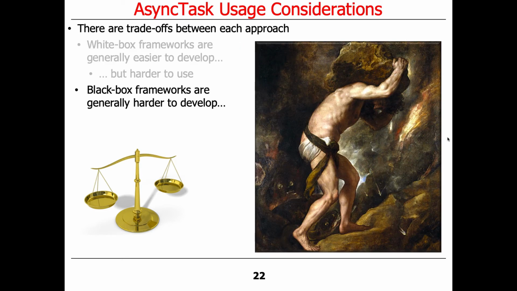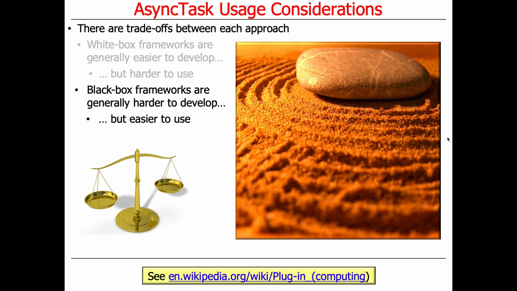Black box frameworks are generally a little harder to develop because you have to anticipate things. You have to decide in advance what the APIs are, in a much more direct, comprehensive, and thought-out way. But they're often easier to use because you're basically just doing plugins. And plugins are often a lot easier to use than knowing how to subclass and override the right things and so on.